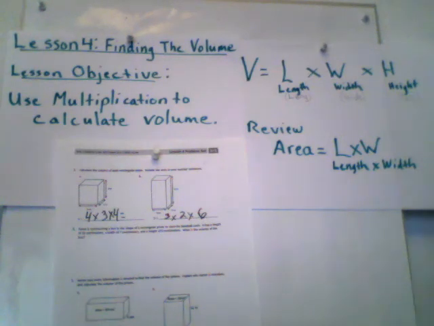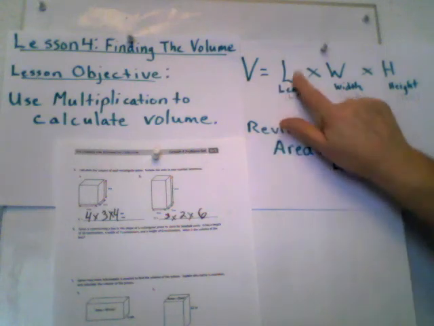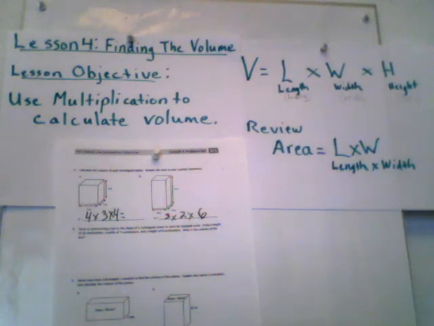So in question number 5A, it says that the area is 60 and the width is 5. And Aaron says, I can't figure it out because I don't have the 3 sides, which is what I need for volume, the length, the width, and the height. But we do have the area.